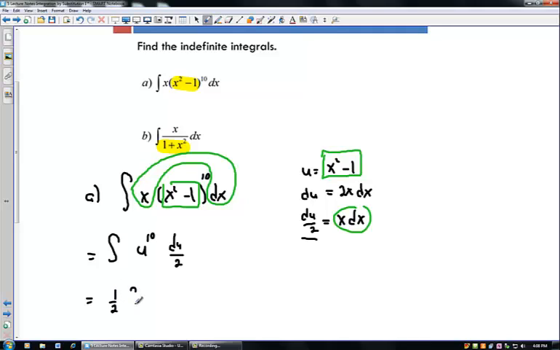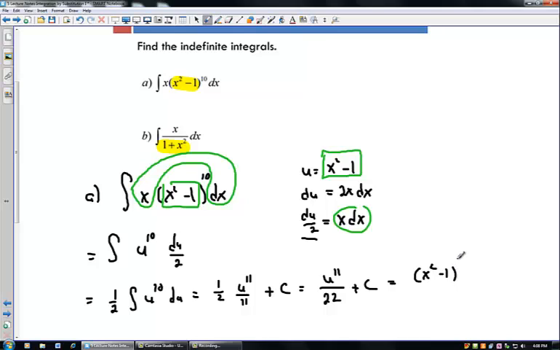So this is the same thing as 1/2 the integral u to the 10th du. Then it's real obvious. This is a power function, so you add 1 to it. So I have 1/2 u to the 11 divided by 11, then all plus c. And so this is equal to u to the 11 divided by 2 times 11 is 22 plus c. And then plug back in for u, because u is x squared minus 1. And so I have x squared minus 1 to the 11th divided by 22 plus c.